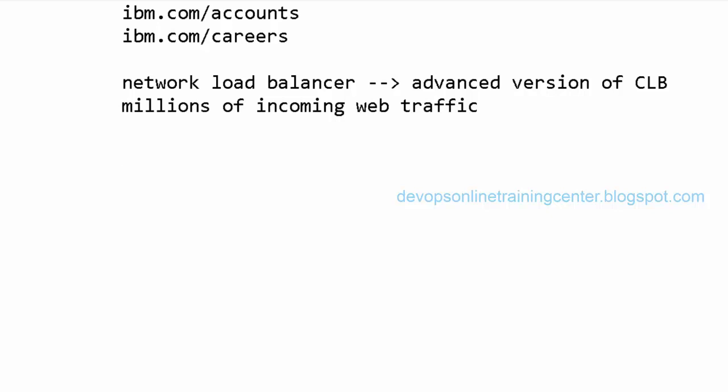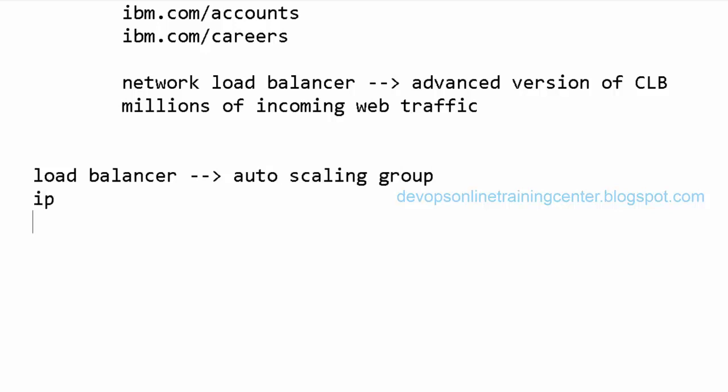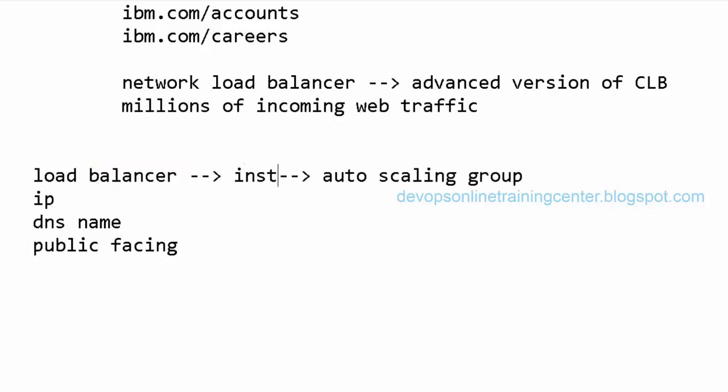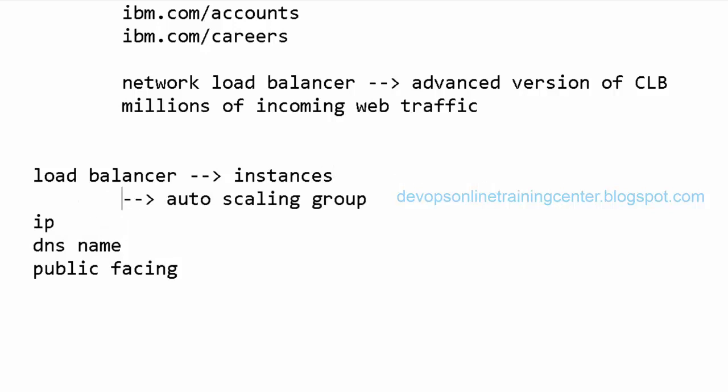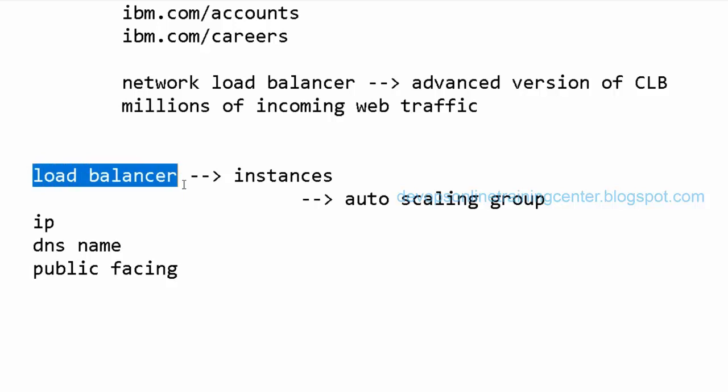No. So what happens is this load balancer will attach to an auto scaling group, right? So this has an IP address. This has a DNS name. This is public facing, right? So based on the load, this will distribute the traffic to instances. So this load balancer will have instances, right?